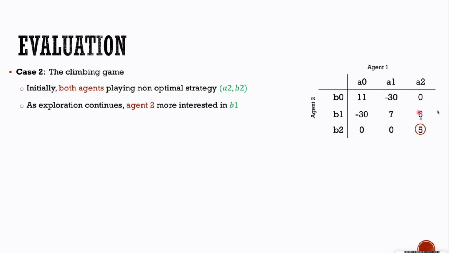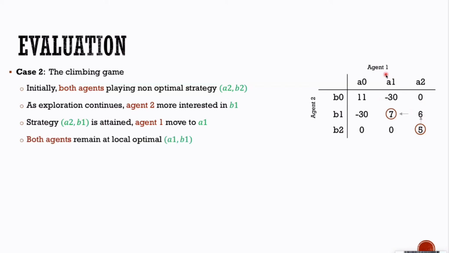Then at this time, agent one will mainly play A2, and agent two mainly plays B1. And once again, agent one will eventually see that action one is better than action two, so they start moving to action one. So both of them will mainly play A1 and B1. So you see how the cooperation has to improve the performance of the reward.